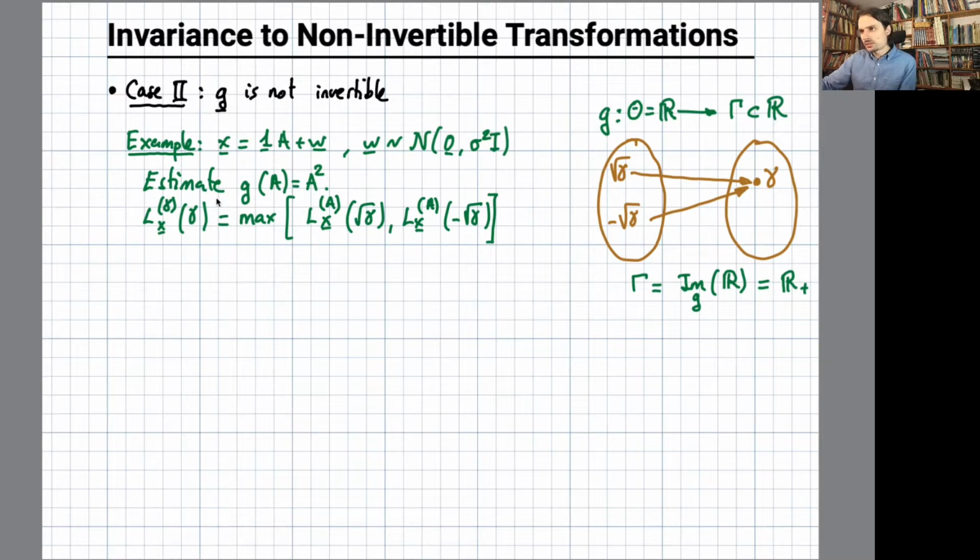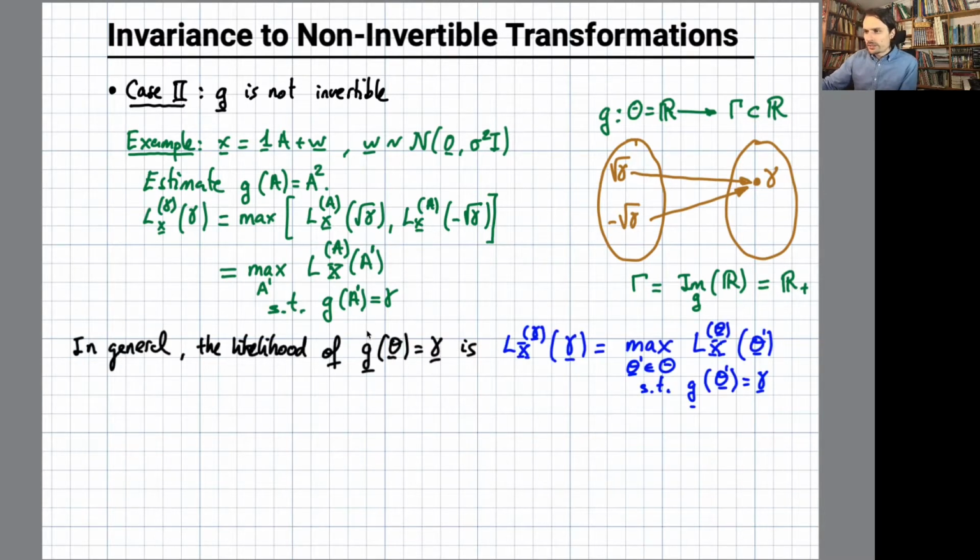So this is the way we define the likelihood of gamma, as this maximum, and it can be expressed in a more compact way like this, where a prime here is our sort of auxiliary optimization variable. It is the maximum over all a primes that map into the specific gamma.